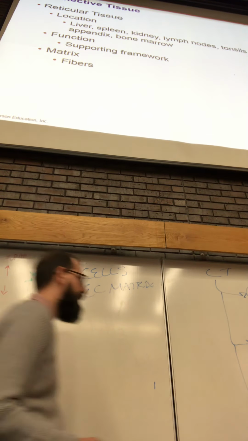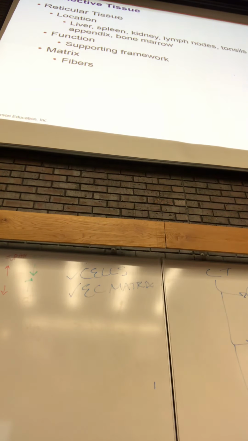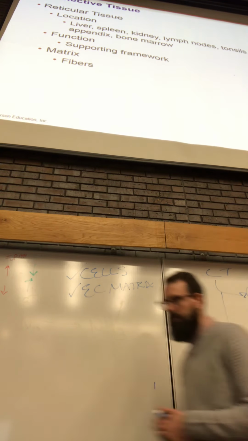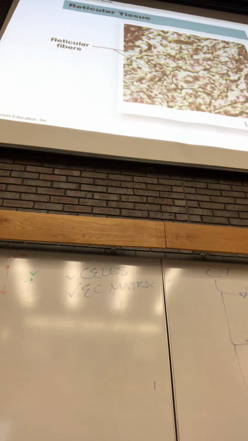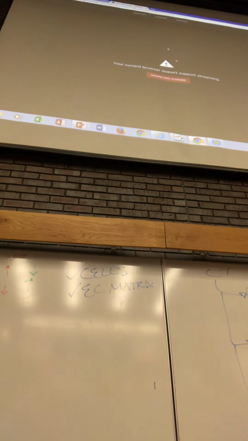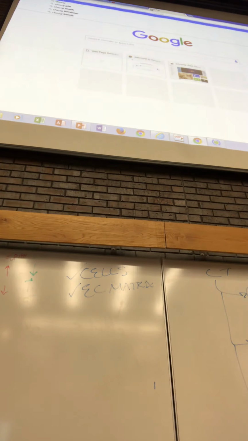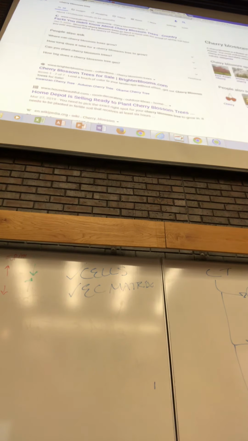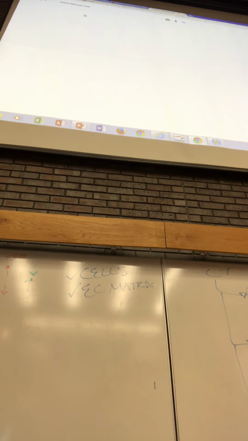The third type is called reticular. Reticular reminds me of the cherry blossom tree. Do you guys know the trees I'm talking about? That's what it reminds me of, and the dark black branching lines are the reticular fibers. And then the smaller, darker circles are the cells.